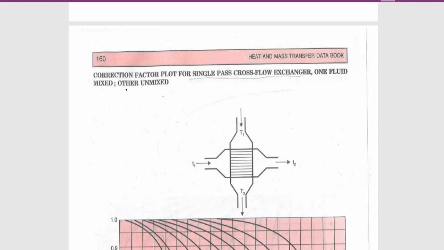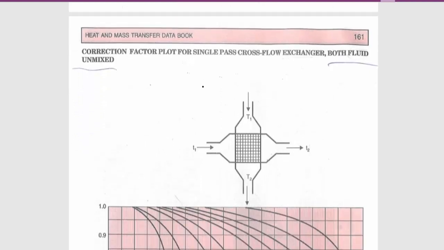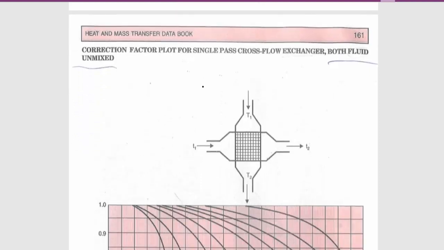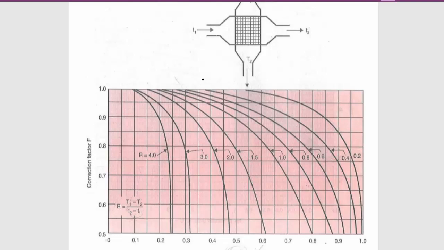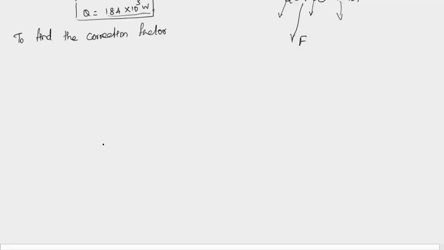Go to the page number I think 162, 161. Yeah, here correction factor for single pass cross flow heat exchanger, one fluid mixed and other fluid unmixed. Go to the next page. Here it is given correction factor plot for single pass cross flow heat exchanger, both fluids unmixed condition. So here you have to use this chart to find out the value of F, the correction factor. To find the correction factor, these two values, P and R, have to be known. We will find out those values and we will come back to this chart.